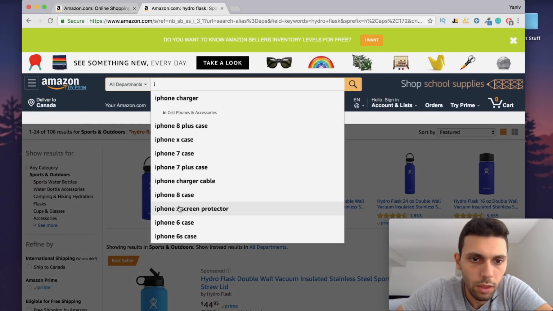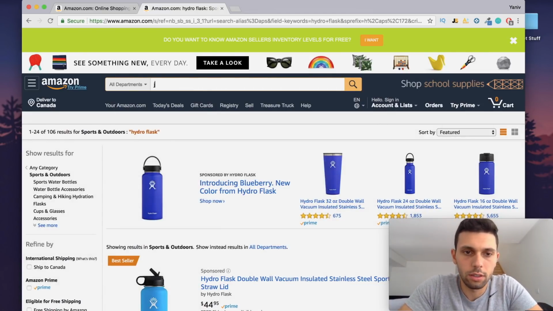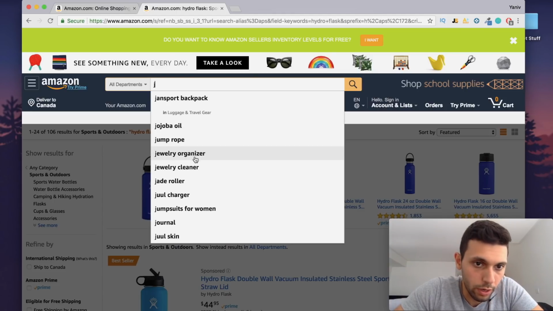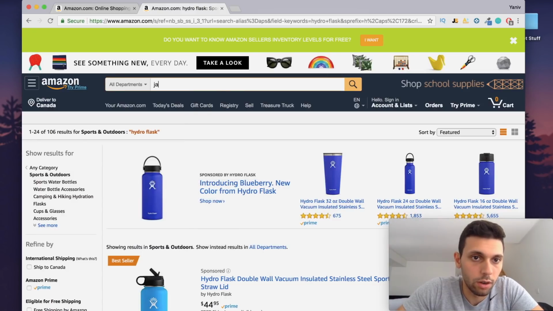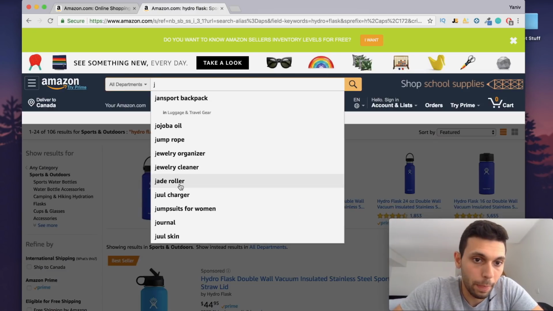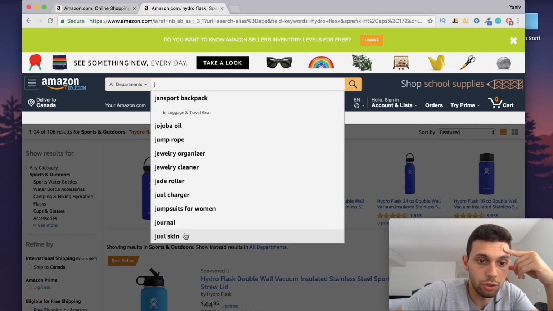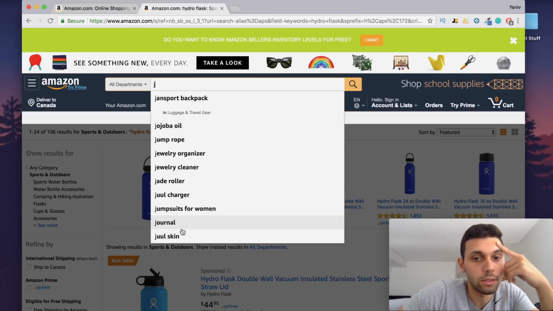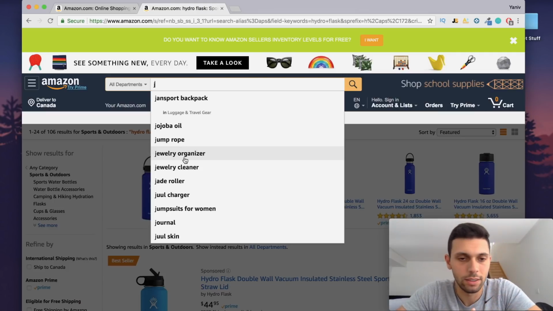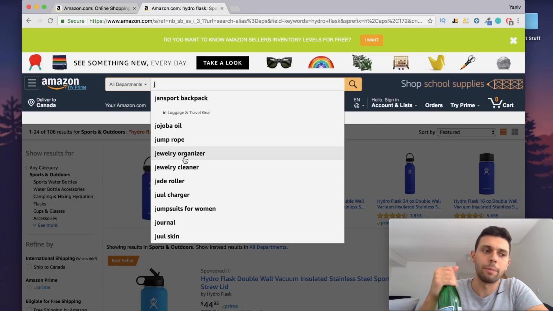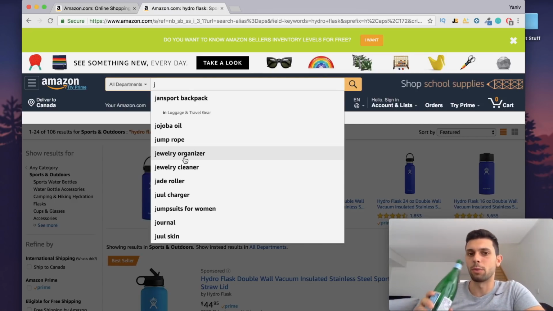iPhone chargers. Okay, Jansport, jojoba oil, jewelry organizer, jewelry cleaner, jade roller. Okay, I know jade rollers are pretty competitive now. Jewel charger, jumpsuit, journal, jewel skin. So I know jewel skins. Jewel, if you guys know, it's that vape thing, pretty popular now. Again, selling stuff for jewels looks like pretty short term because you can't really build a brand around that. Building a brand out of someone else's product is kind of weird.